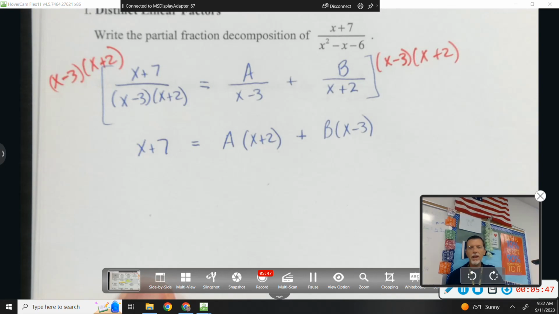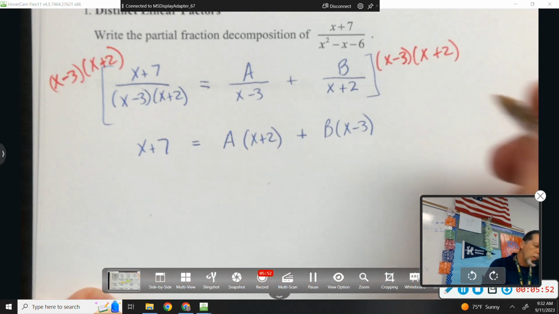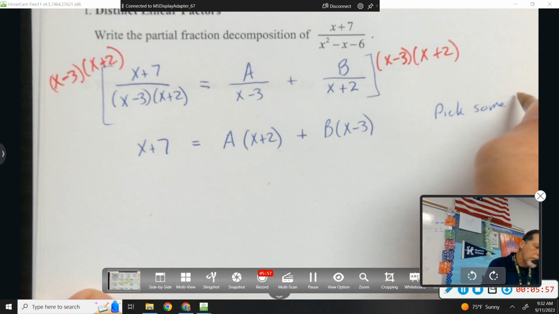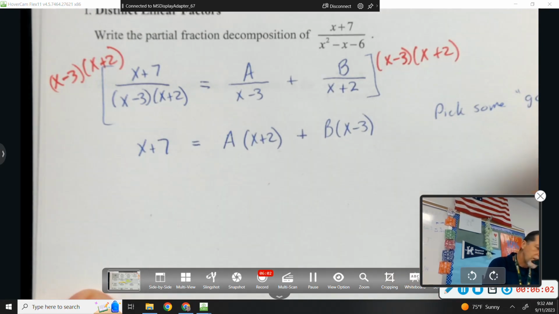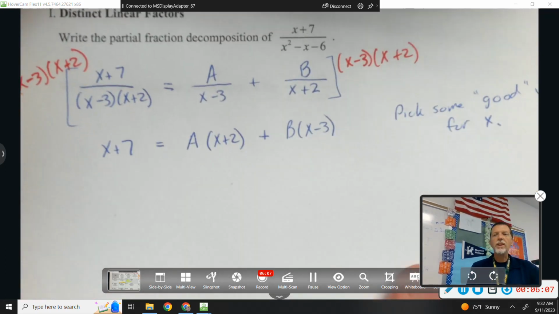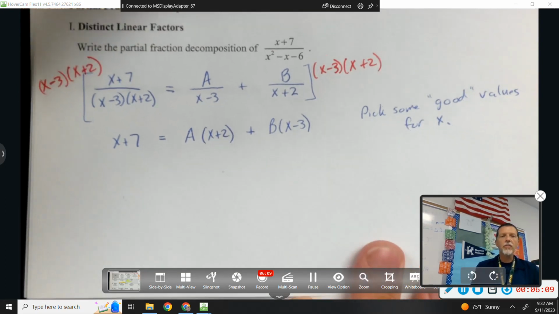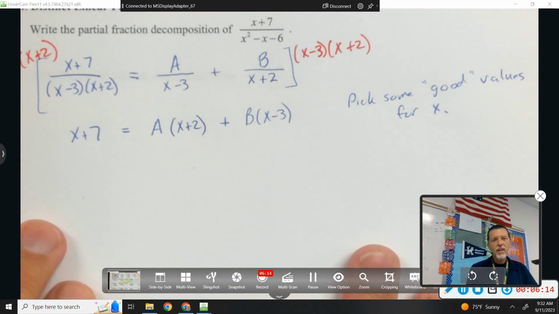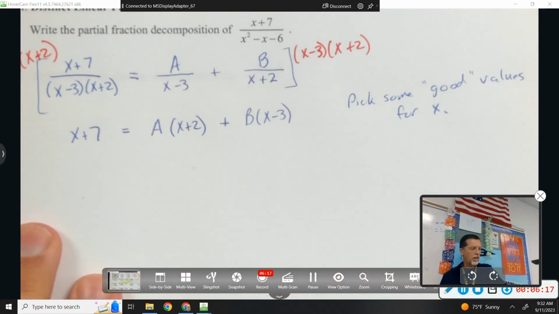I'm still trying to figure out what a and b are. And it's supposed to be true for all values of x. So at this point, I want to pick some good values for x. This will work for any values of x, but if I'm careful and smart on the values that I pick, I can make my life a little bit easier. And by saying smart and good, I would really like to make some stuff go away.